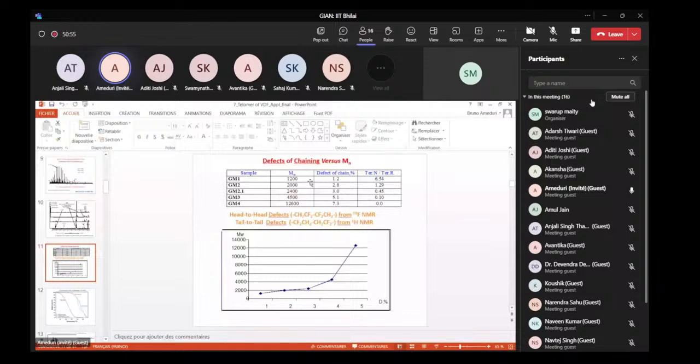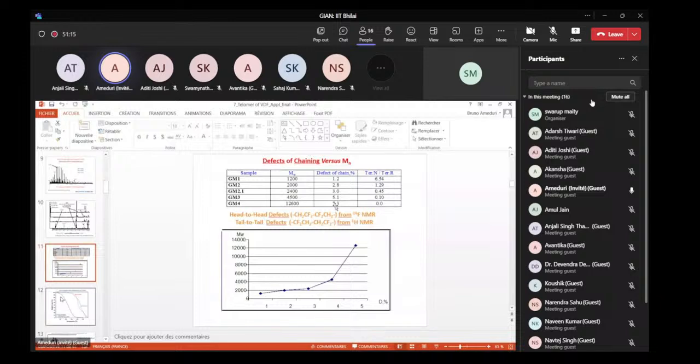7 is a maximum. Let's say in the literature, if you consider some commercially available PVDF products, you will see about a maximum of 8% or 9%. Okay. And this plot represents the evolution of the defects versus the molecular weight.